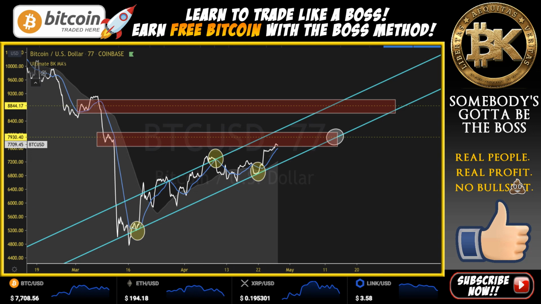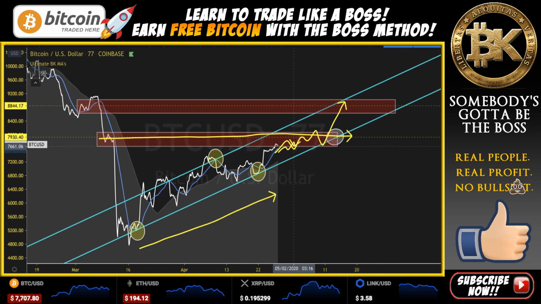This is when you have positive energy in the system running into a resistance area. Something has to give, right? Sometimes it breaks out, sometimes it breaks down. But normally when it comes into that critical area of resistance, it does not stay the same. And that's what I see for BTC.